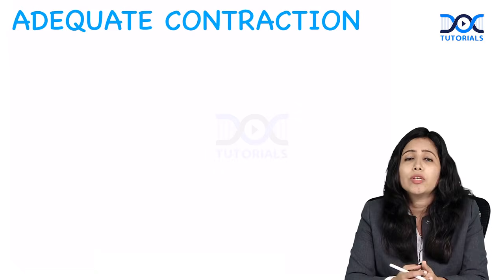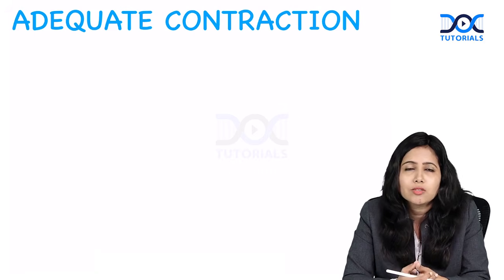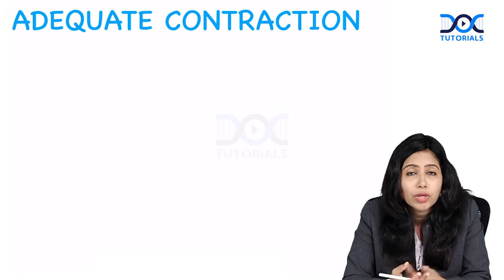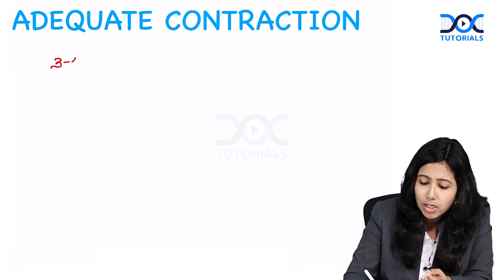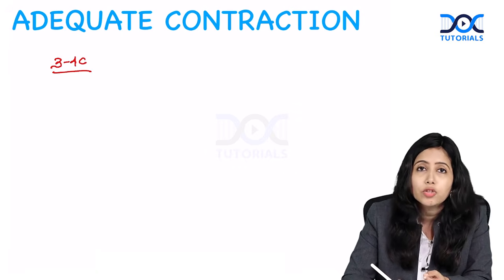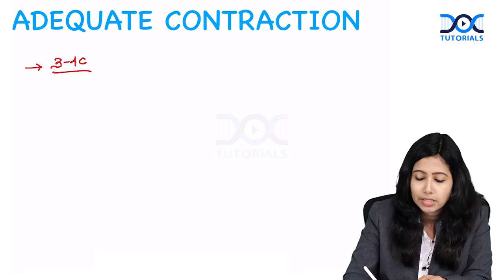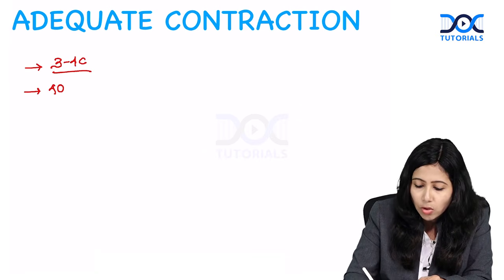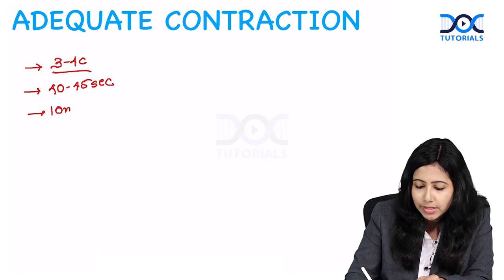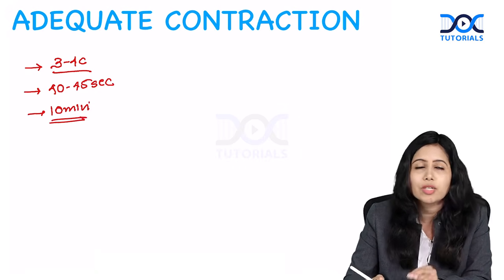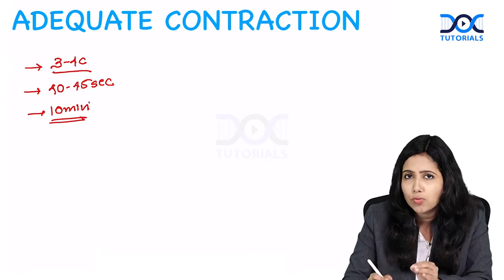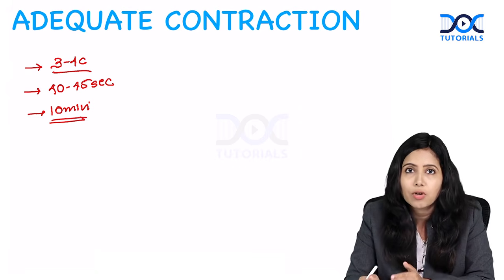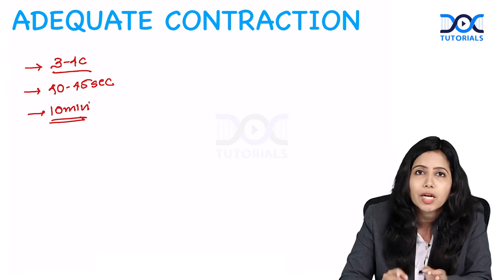So, till now, we were speaking about adequate contractions. What is meant by adequate contractions? There should be at least 3 to 4 contractions lasting 40 to 45 seconds over a period of 10 minutes. If there is this much contraction, we call the contractions adequate.